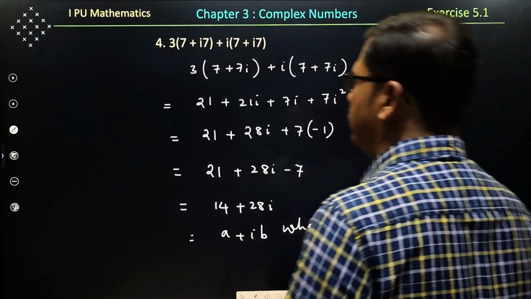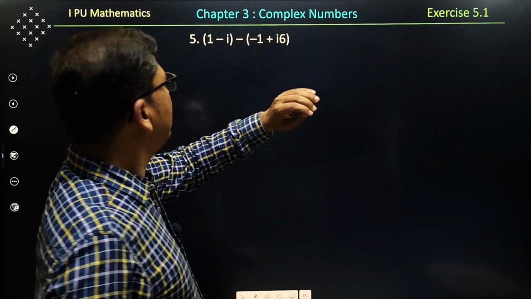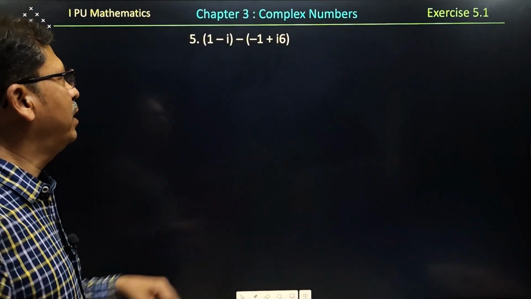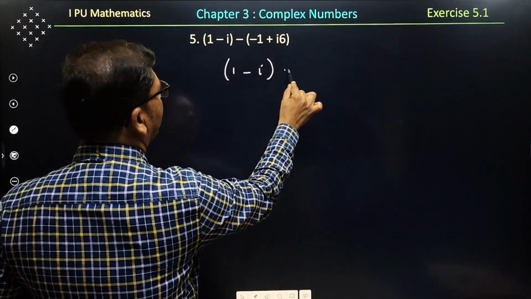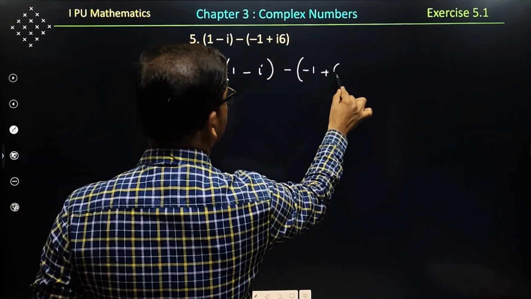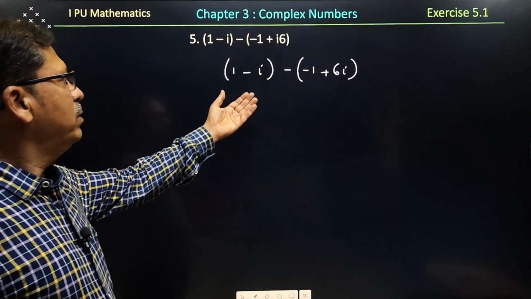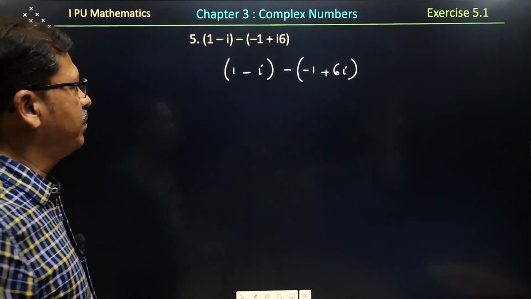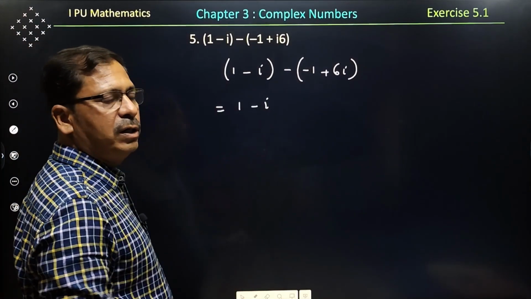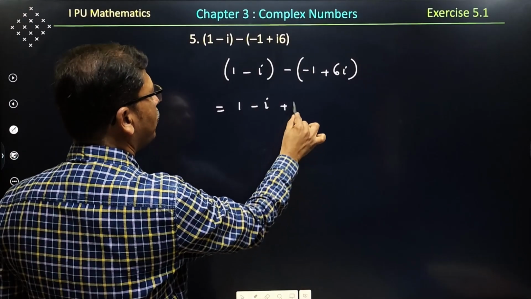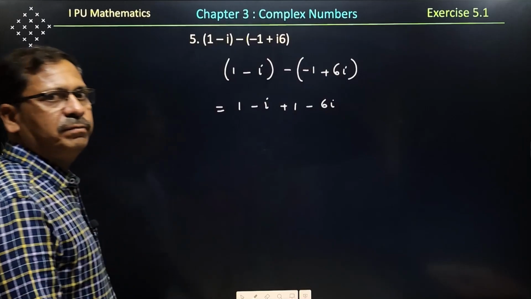Let us move to the next question, that is 1 minus i minus of minus 1 plus 6i. Let me rewrite the question. 1 minus i minus of minus 1 plus 6i is there here. So I would like to remove the bracket in both the cases. The first one can be written as 1 minus i. Next, minus into minus plus 1, minus into plus again minus, that is 6i.